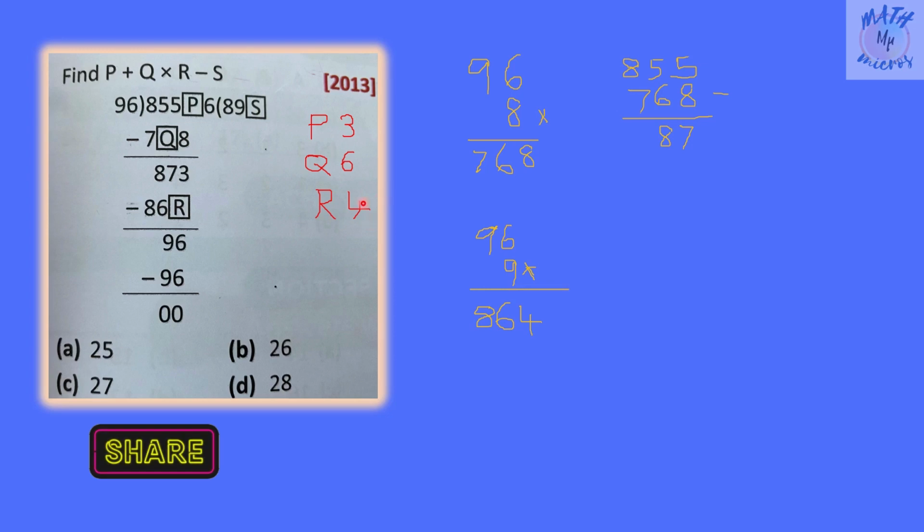Okay, so I'm going to use this 4 here, and I'm going to subtract 873 by 864. I'm going to check whether I have the answer 96.